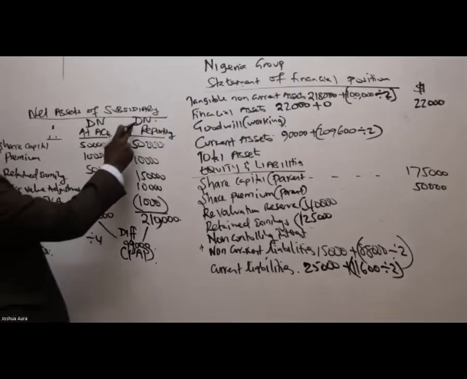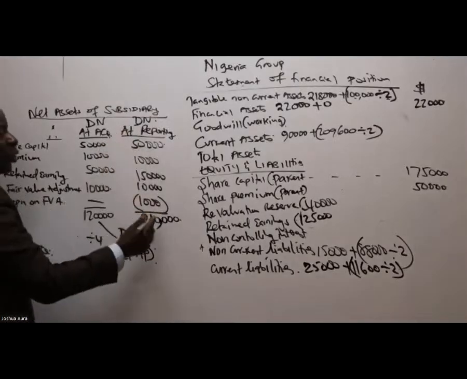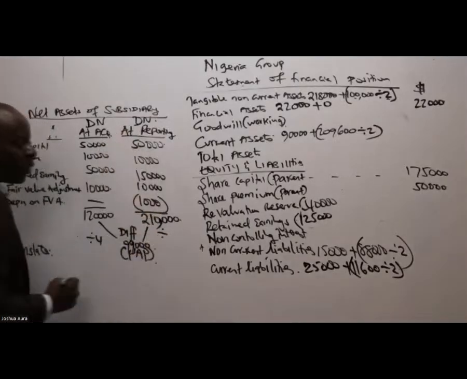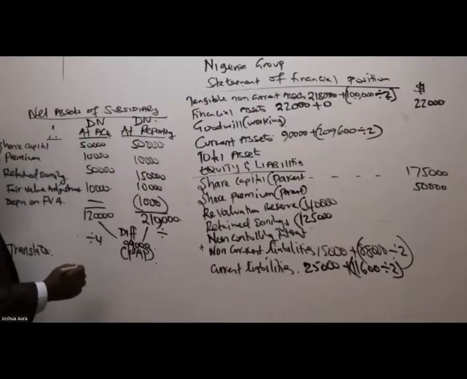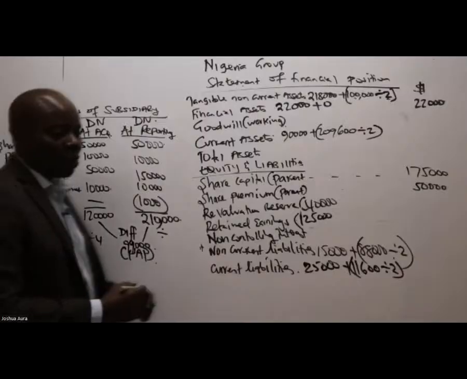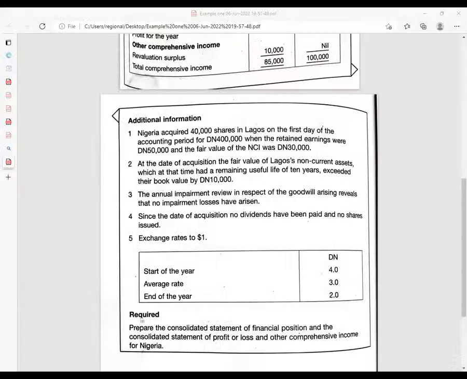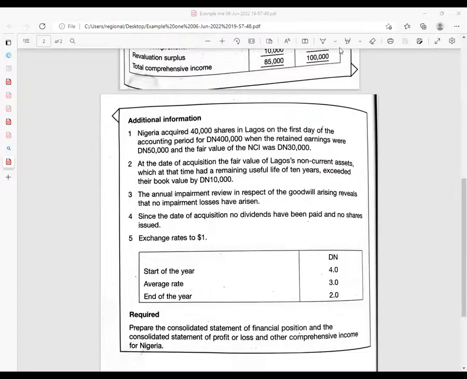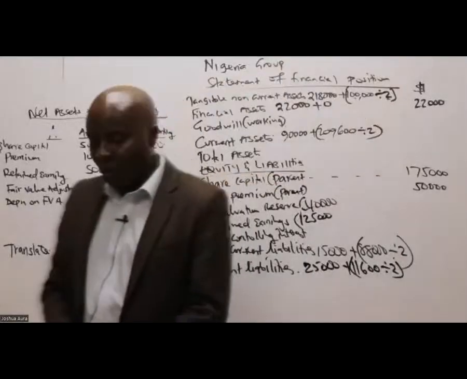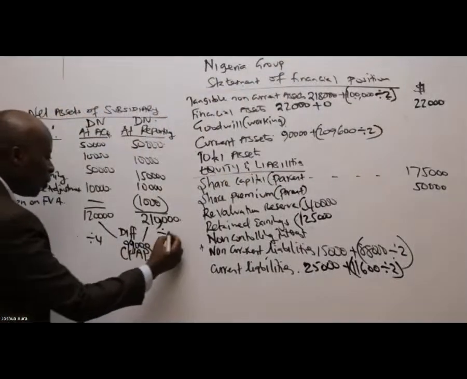And then we have net assets at reporting. So this one, use the closing rate. Do we have the closing rate? Oh, yes, we do. They have given us the end of the year. This is the closing rate. The closing rate is 2.